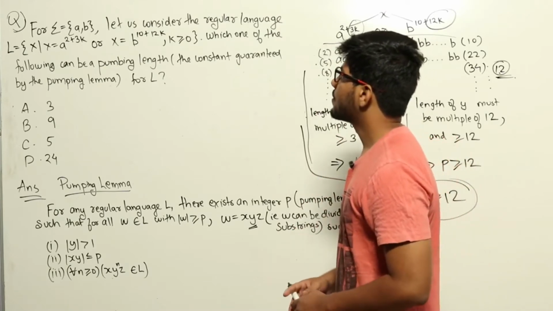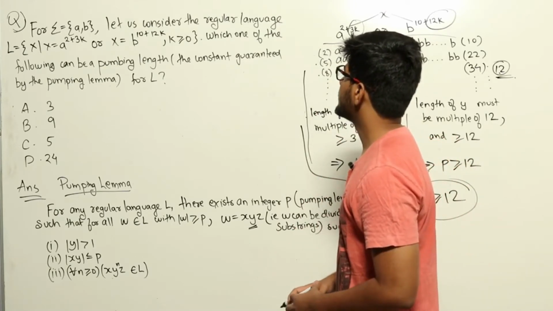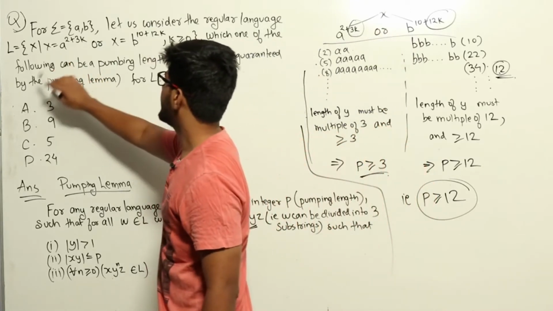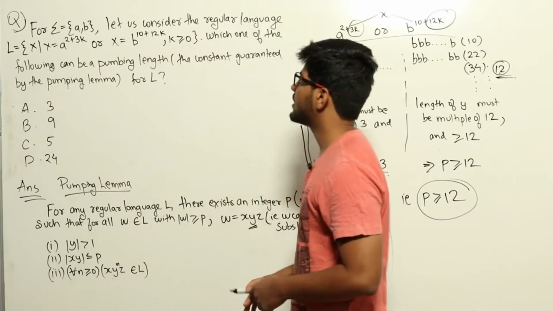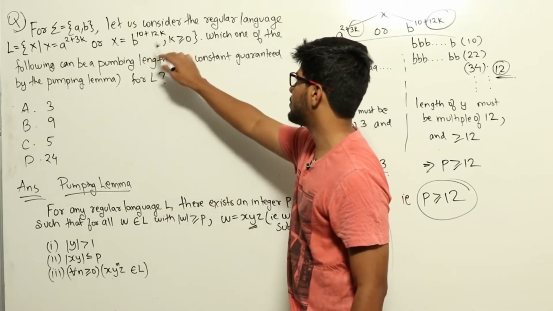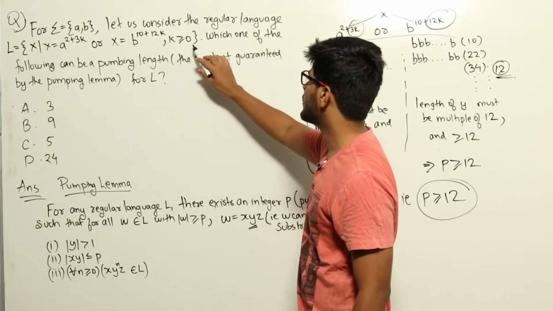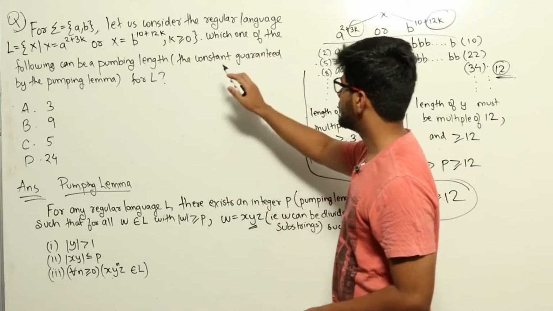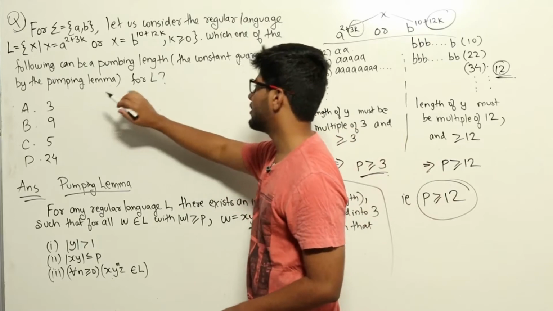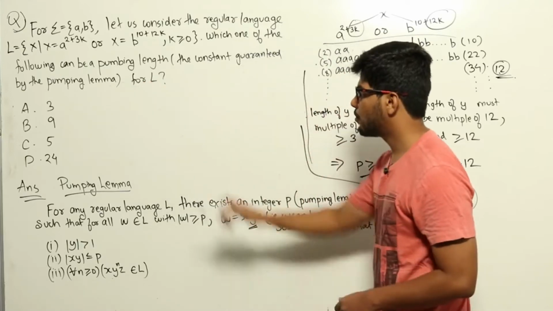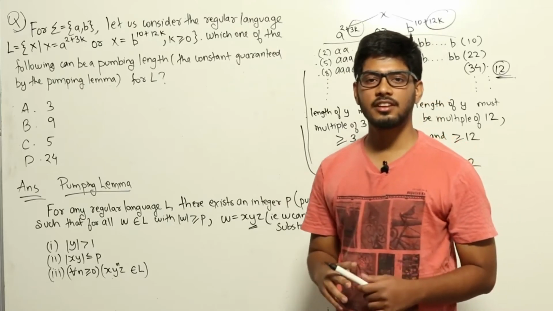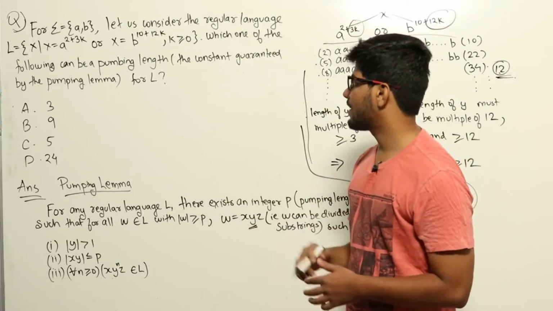For sigma equal to {a, b}, let us consider the regular language L equal to the set of all strings x such that x equals a power 2 plus 3k or x equals b power 10 plus 12k, such that k is greater than or equal to 0. Which one of the following can be a pumping length, that is the constant guaranteed by the pumping lemma, for the language L? And 4 options are given here. So this is a question coming from the theory of computation section regarding the pumping lemma for regular languages.